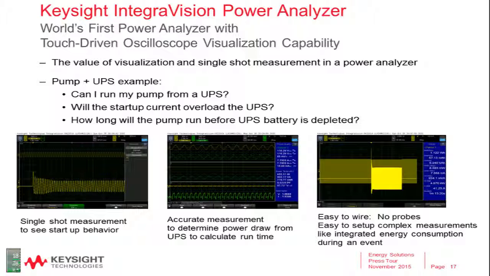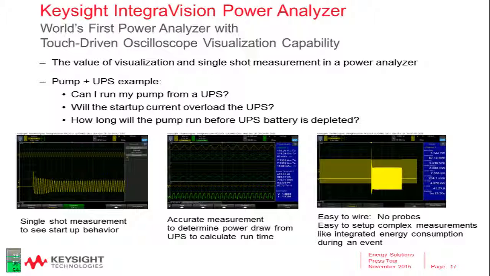You'll notice the pump has no current flowing into it here, and then the pump turns on. And you see there's a cycle here, a peak current. This is about 41 amps, and then it quickly settles down to about 20 amps. So with this single-shot visualization capability, I can quickly look and go, no problem. It won't overload the UPS because the surge current is not so high. The only way I could have seen that is with a single-shot measurement capability. Other power analyzers on the market can't show you this picture to an engineer who's trying to answer these questions.